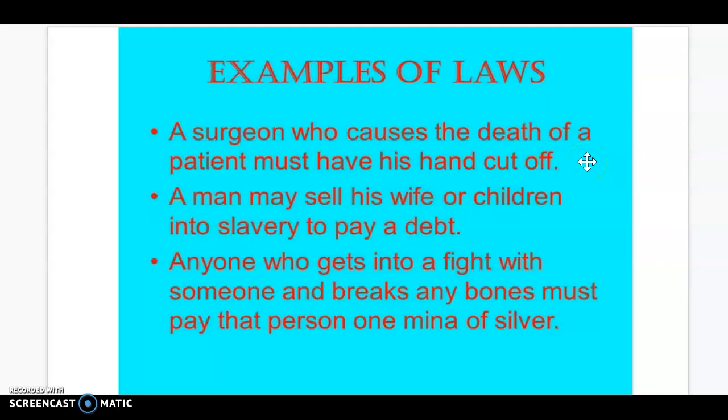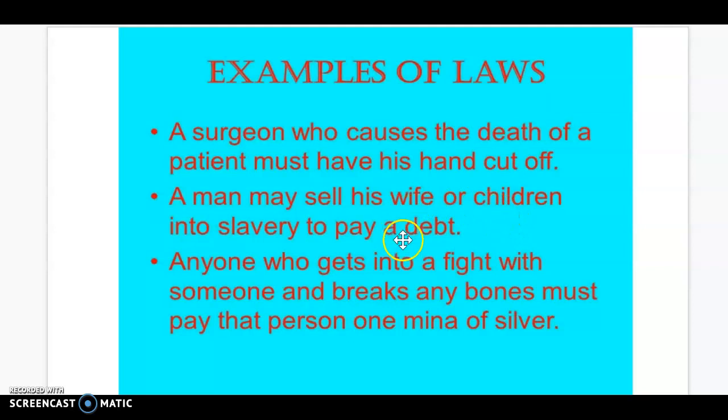You can't perform more surgeries. So right away you're losing your livelihood, and that could be like a death sentence. Another one is a man may sell his wife or children into slavery to pay a debt. And I almost laugh at this because this is clearly an ancient law that values women and children much less than they should be valued. And so it's almost an awful law.